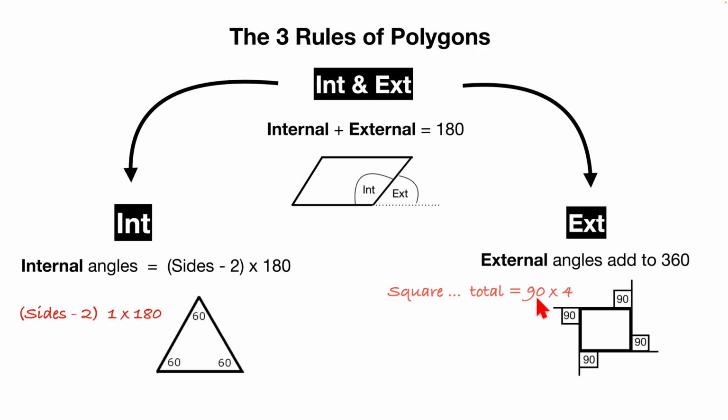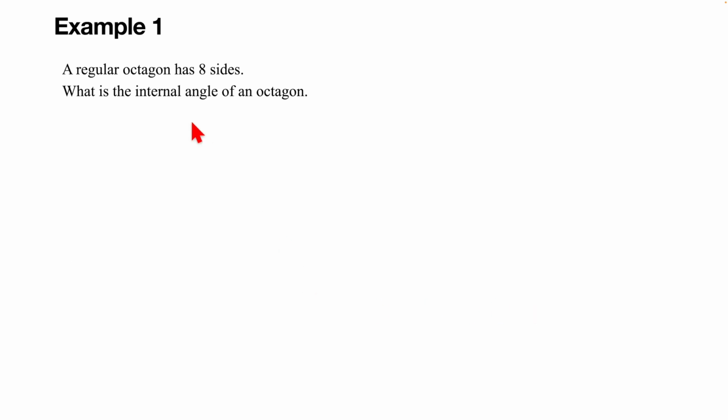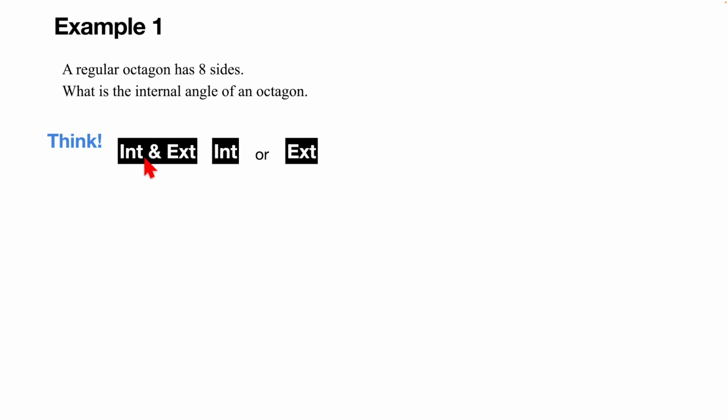So when you have an idle moment, just think, what are those 3 rules? Oh yes, permutations of internal and external. Here's a question. A regular octagon has 8 sides. Regular is important. Octagon, 8 sides. What is the internal angle of an octagon? I should have said the octagon. Think. Internal and external, internal or external. Which one is it? Well, it's all about internal angles, so I'll go with this one.